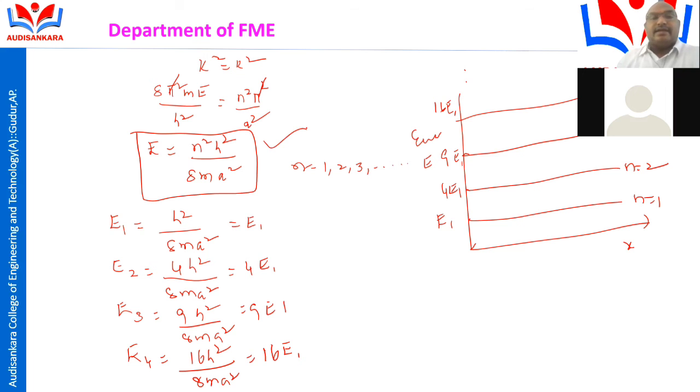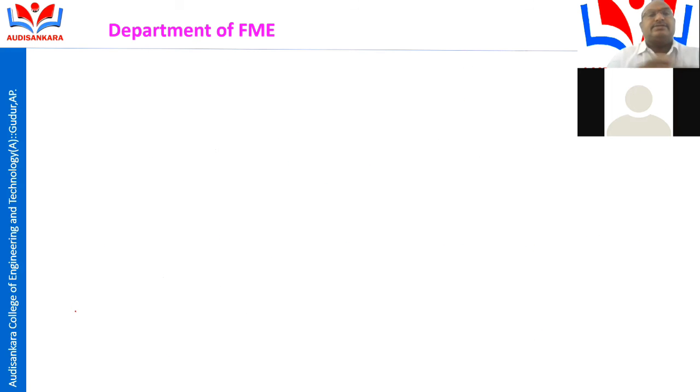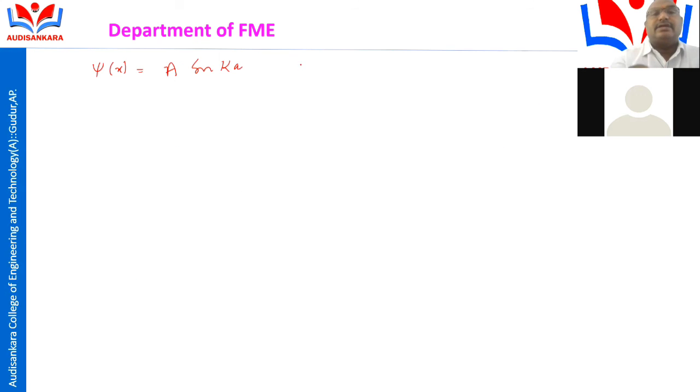Then we'll calculate the eigenfunctions. And before this, here psi of x is equal to A sin kx. My dear students, the eigenfunction says psi of x is equal to A sin kx, but ka is here the value of n pi. So k is equal to n pi by a. Psi of x is equal to A sin n pi by a into x.